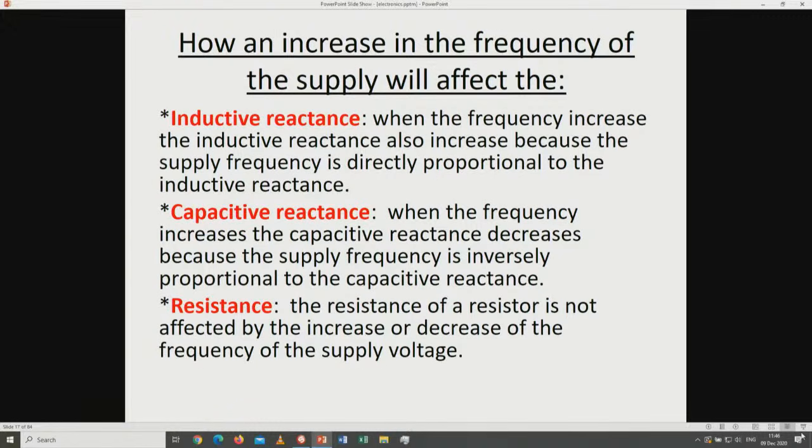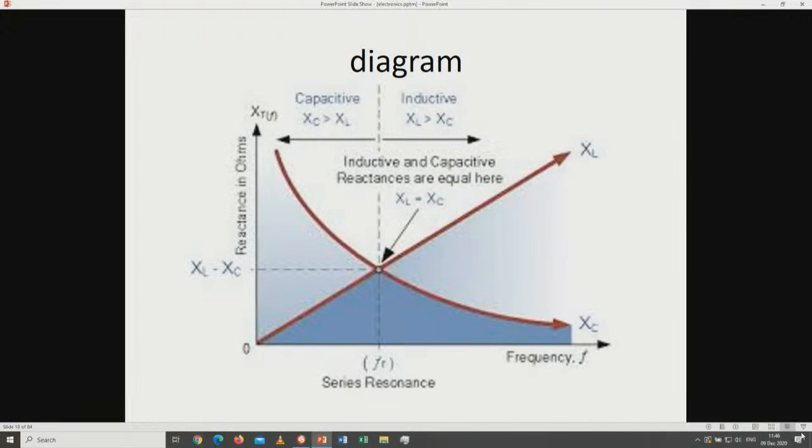So let us go to the capacitive reactance. In capacitive reactance, when the frequency increases, the capacitive reactance decreases because the supply frequency is inversely proportional to the capacitive reactance. If you look at this picture again, it will show you that on the red one, that is XC, when the frequency increases, that red line XC decreases. So this one is inversely proportional, meaning it will do the opposite of what the frequency does. If the frequency increases, it will decrease, but when the frequency decreases, it will increase.